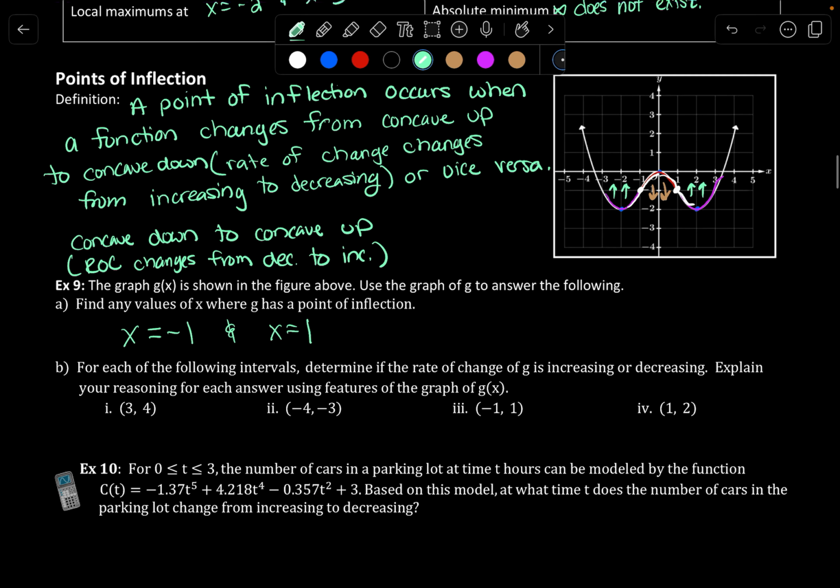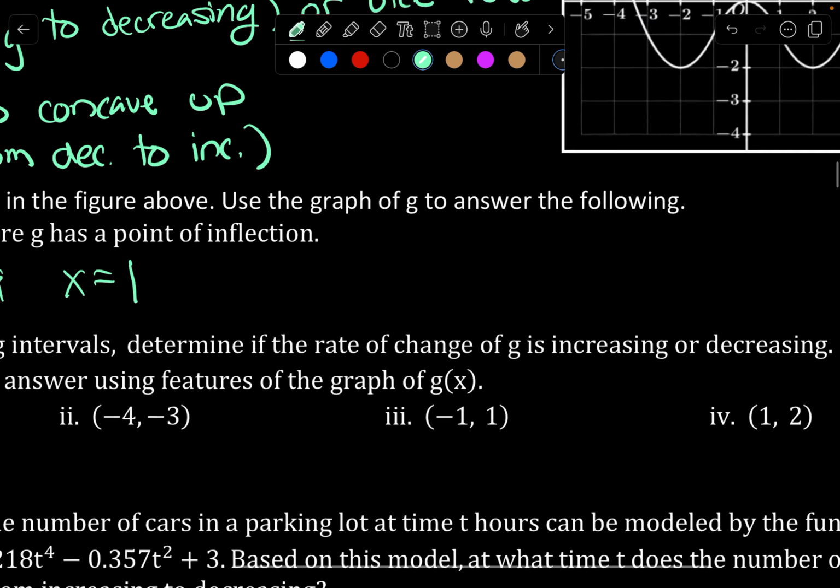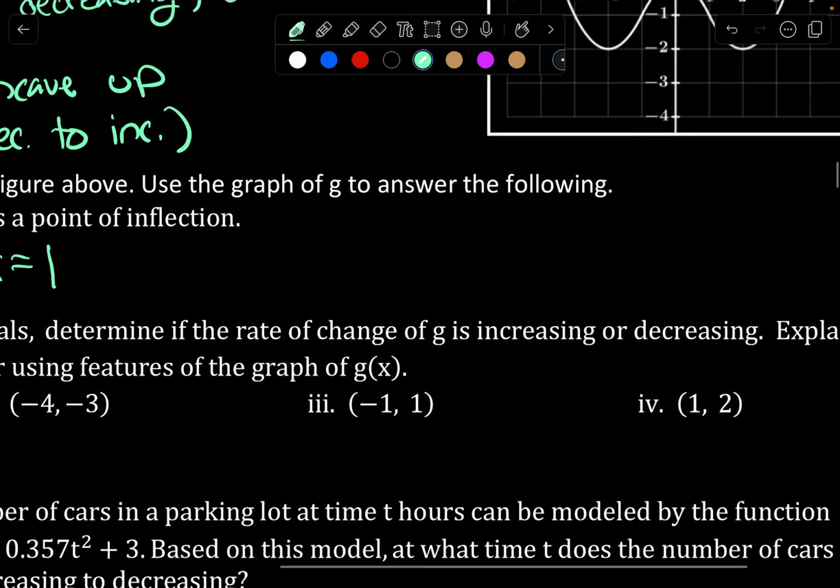All right, for each of the following intervals, determine if the rate of change of g is increasing or decreasing. Explain your reasoning for each answer using features of the graph. So questions like this can sometimes confuse people because you have to make sure, are we talking about the function increasing or decreasing, or the rate of change increasing or decreasing? If you see rate of change, that means you need to look at concavity. If you just see is g increasing or decreasing, you look at whether the slope is positive or negative, okay?